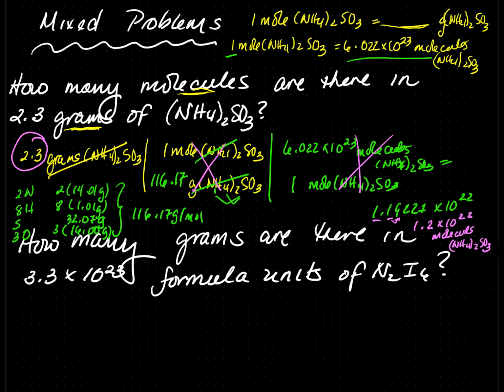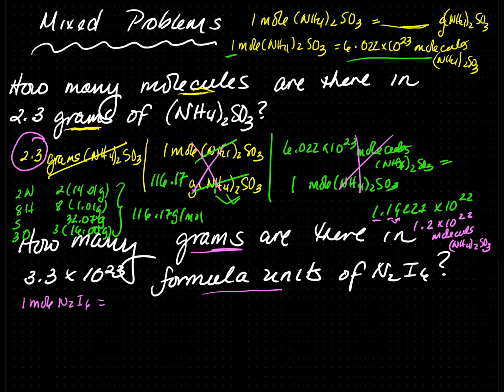Try the next problem on your own and then check your answer. So here we have grams, and then we have formula units. So formula units we know is Avogadro's number. Grams we know is molar mass because that is mass. So we're going to use molar mass, which is 1 mole of N2I6. This is equal to its mass in grams.